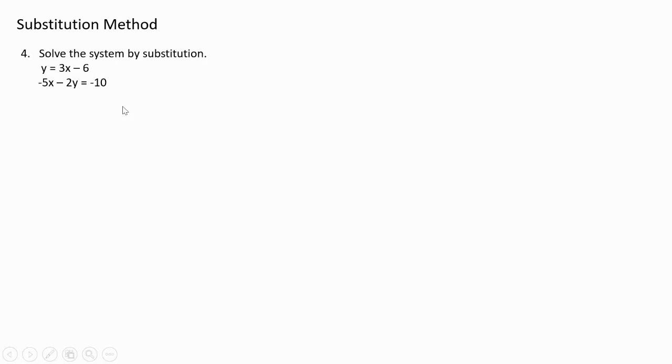Okay, now let's do it by substitution. You see, we have the very same linear system, but now we're going to do it another way, which is called substitution. So by substitution, the objective here is to try to have one of the variables isolated. In this case, on equation 1, the y is already by itself or isolated. So I'm going to use equation 1, the y value, which is 3x minus 6, and plug it into number 2.